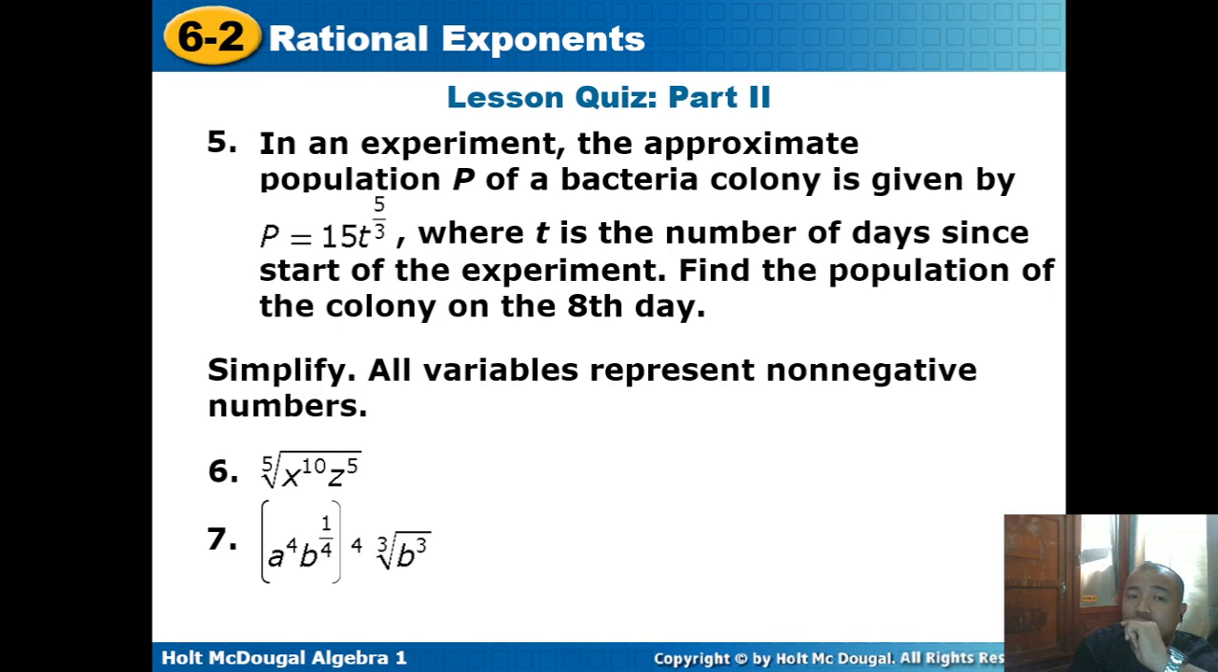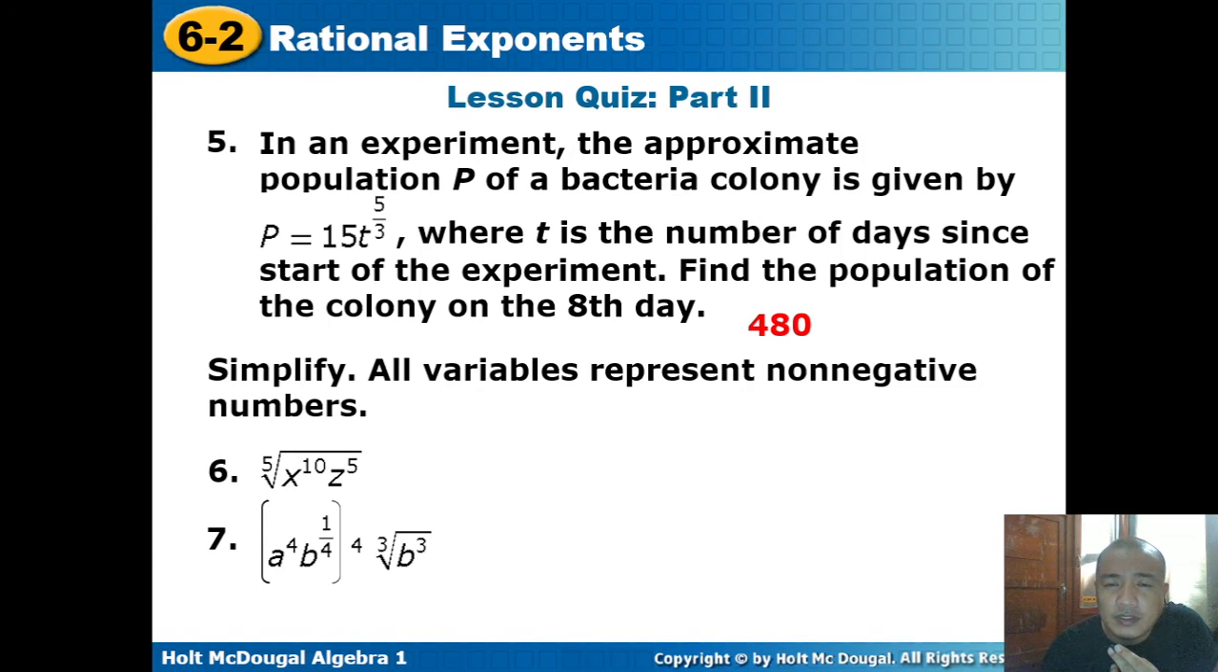So for your part 2 quiz, answer this. In an experiment, the approximate population P of a bacteria colony is given by P equals 15 t raised to 5/3, where t is the number of days since the start of the experiment. Find the population of the colony on the 8th day. The answer is 480. I need your solution.